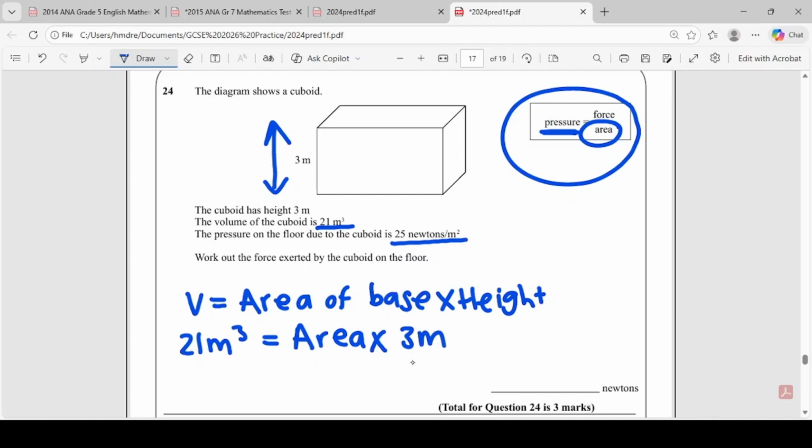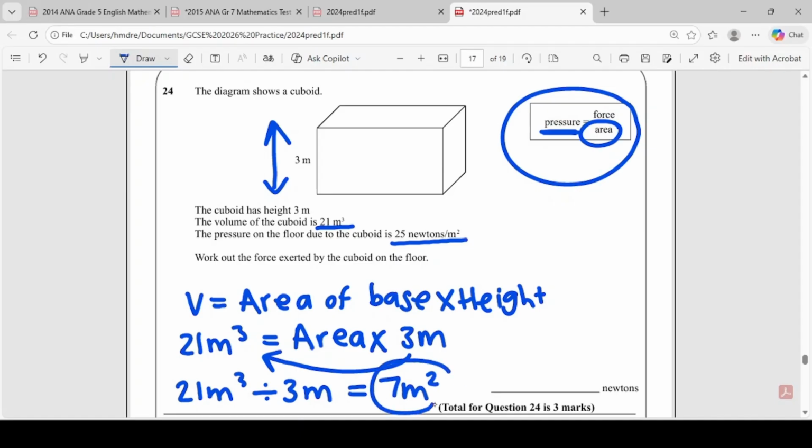If I want to get the area by itself, I'm going to take this 3 across. I was timesing by 3, I'm going to divide by 3. So 21 divided by 3 is going to give me 7 meters squared. So that is my area.